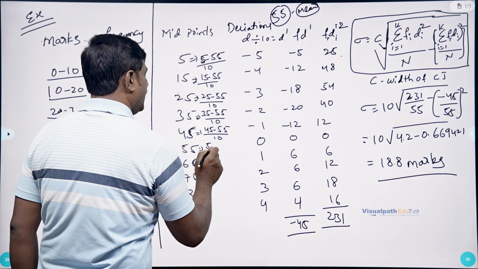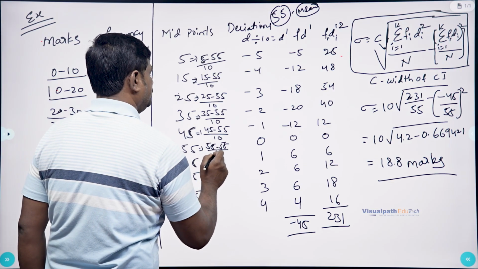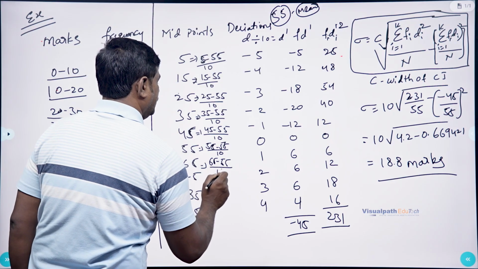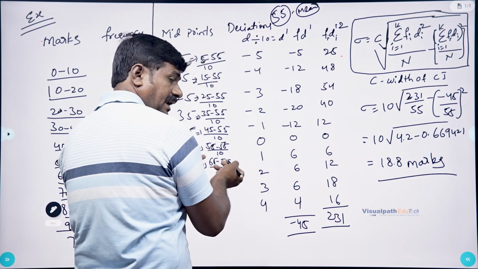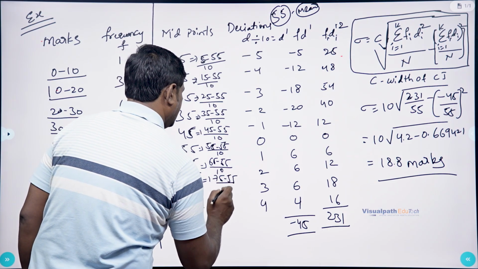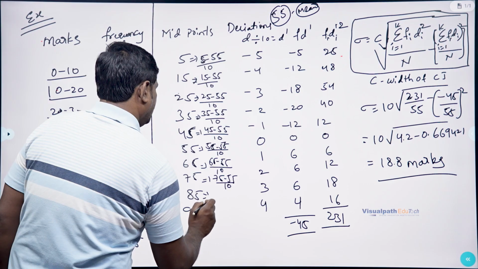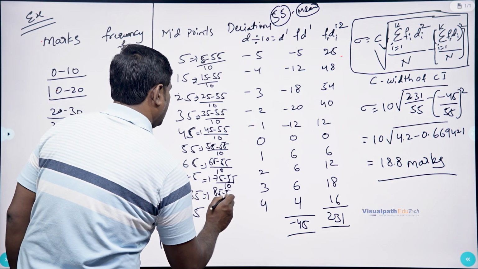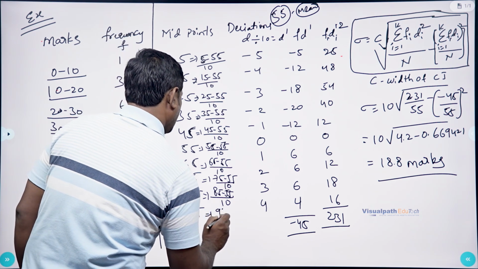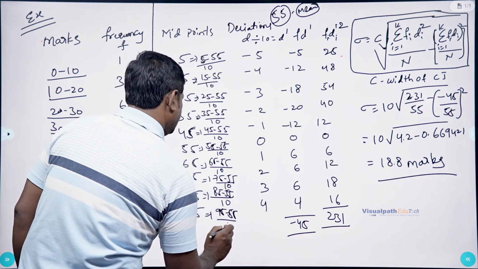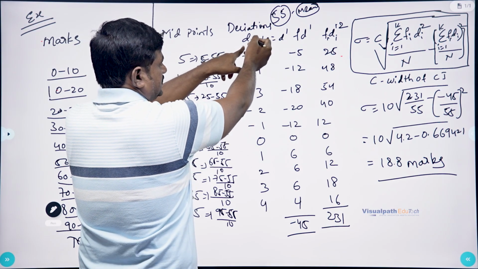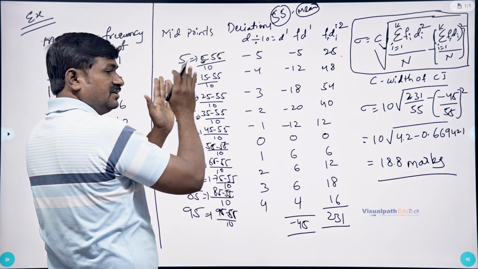Here 55 minus 55 by 10 is simply 0. Here 65 minus 55 by 10, that is 10 by 10, 1. Similarly, 75 minus 55 by 10, that is 20 by 10, 2. Then 85 minus 55, that is 30 by 10, 3. Then similarly 95 minus 55 by 10, that is 4. Here, d by 10 is what we have taken, where d is nothing but the deviation from the mean.